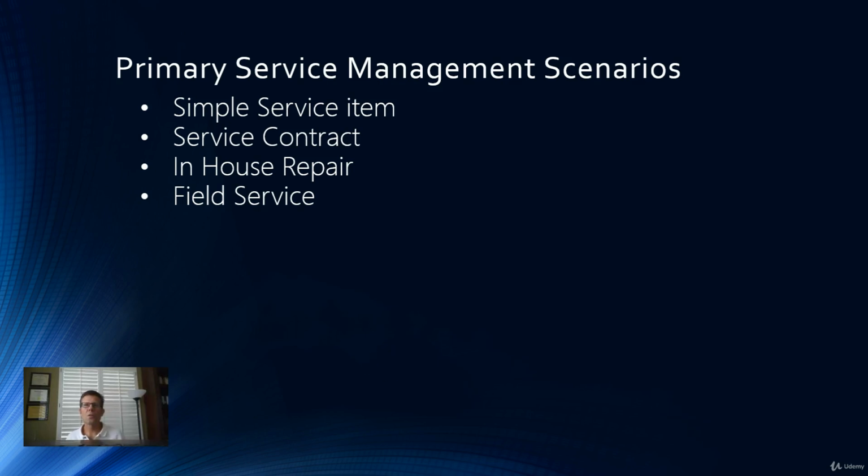So in this lecture we'll continue on and we're going to talk about our 4 primary service management scenarios that we're going to cover in this course. And they are a simple service item. So this is when we are simply selling a service on a sales order. Could be a regular OR sales order, could be a debit memo. And we're just putting in a service line item in there to charge a customer for a service, which works perfectly fine. There is just no execution of that service.